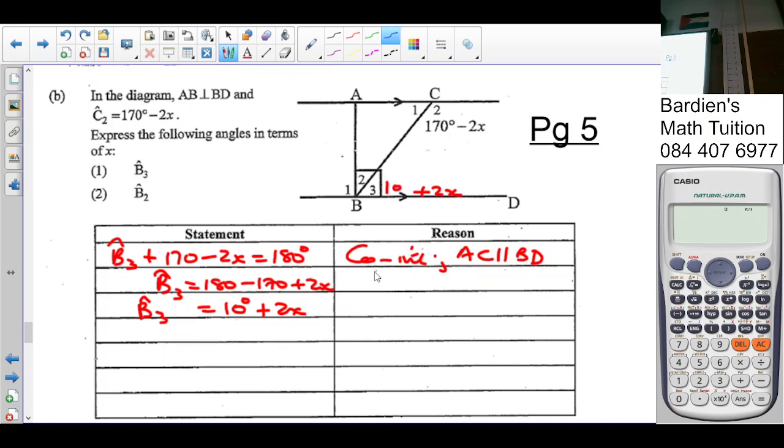So what do we do now? You see that add up to 90 degrees. So B2 plus 10 plus 2x equals 90 degrees. Why? It's given. You see that was given to us. You can either say that AB is perpendicular to BC, or you can say it's given that ABD is equal to 90. Okay?